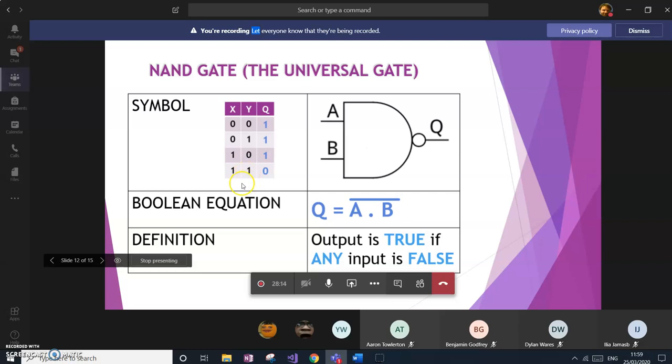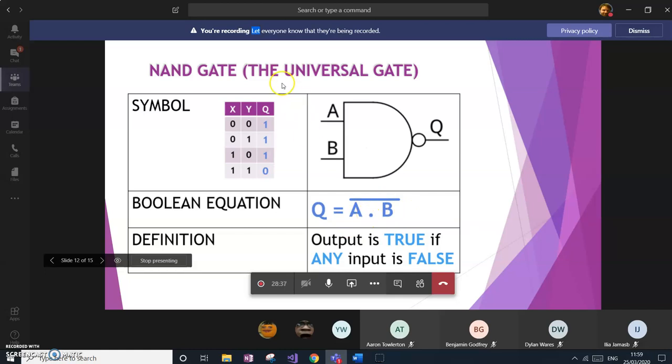Notice the slightly more complex Boolean equation here as well. We've got the A and the B, and then the overhanging bar to represent almost like the NOT, isn't it? The NAND part of this definition. So that's the Boolean equation.